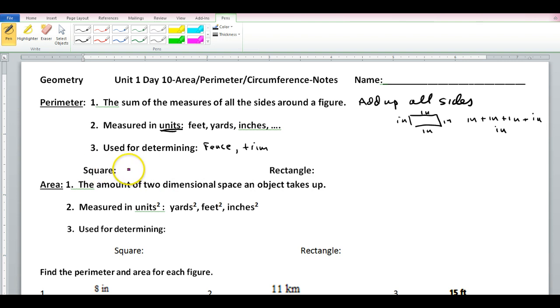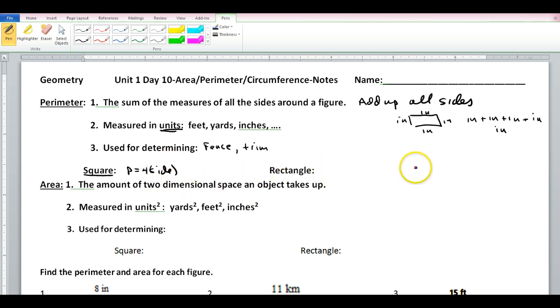Now a square has 4 congruent sides, so the easiest way to find the perimeter of a square is just to multiply the length of one side by 4, and that would give me the perimeter of a square.